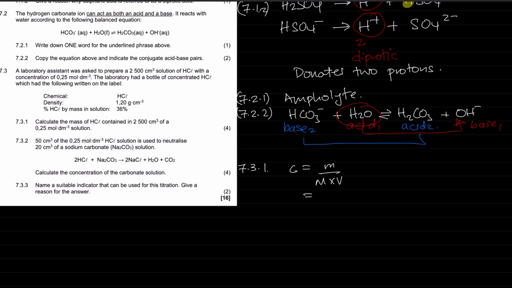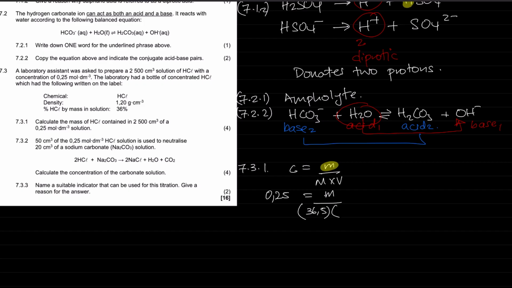We want the mass, so we should have everything else. Do we have the concentration? Yes, we do. Concentration is 0.25. We don't know the mass, so leave it as m. The capital M is the molar mass of HCl. You get that from the periodic table. Hydrogen has a mass of 1. Chlorine has a mass of 35.5. So the molar mass is 36.5.